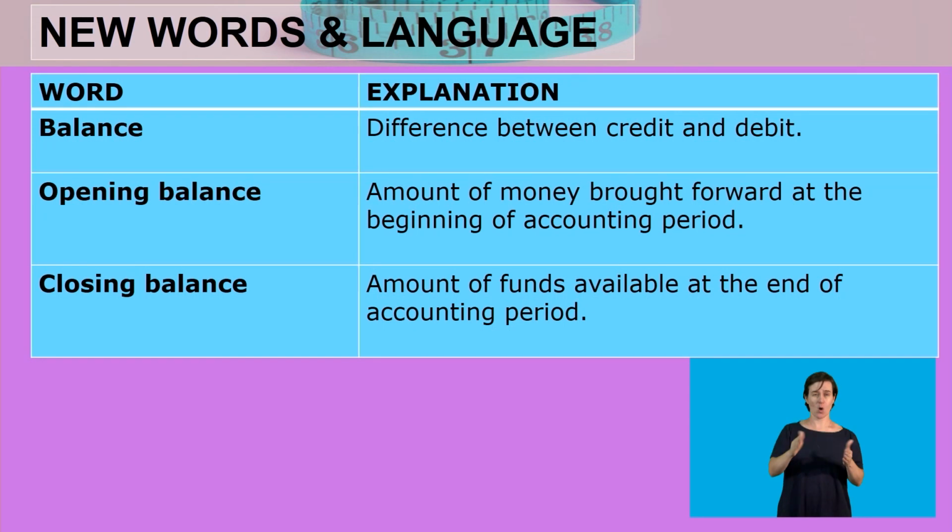And we also have the opening balance. It's the money brought forward at the beginning of the accounting period, as well as a closing balance, amount of funds available at the end of the accounting period. Now you should remember that these two, of which is the opening balance and the closing balance, are not transactions because they do not make any change in your banking balance, but they only show you at the beginning of your accounting period as well as at the end of your accounting period, the total amount that is in your account.